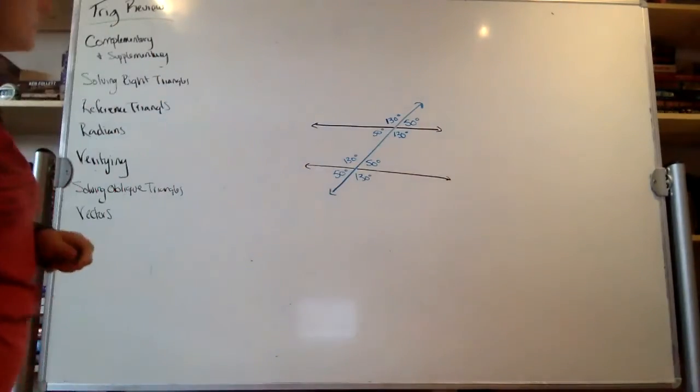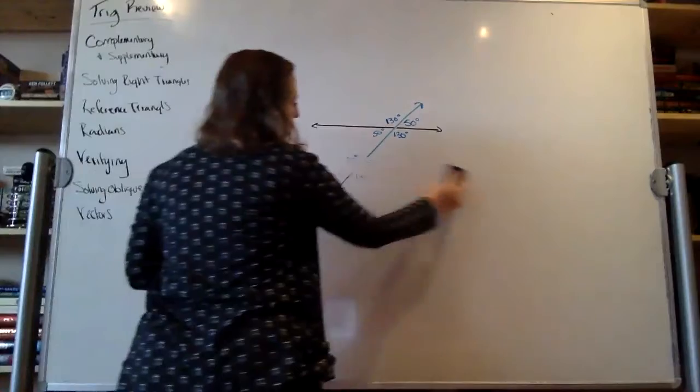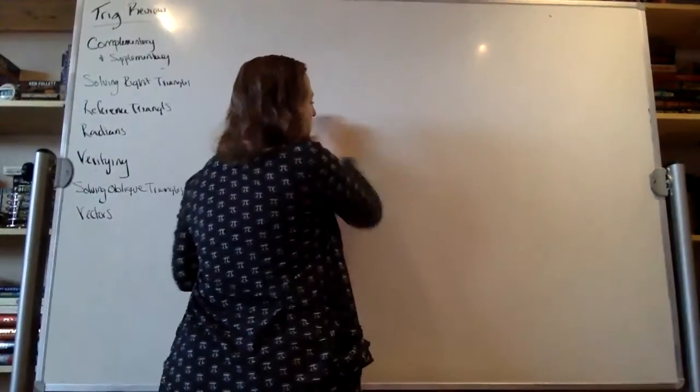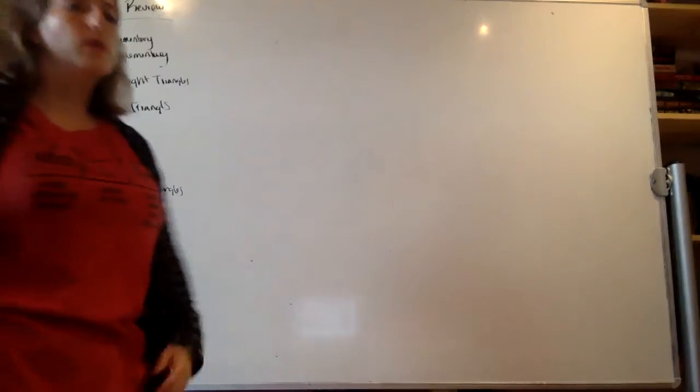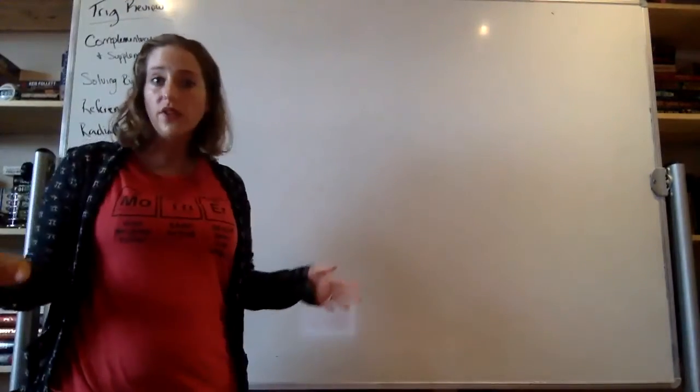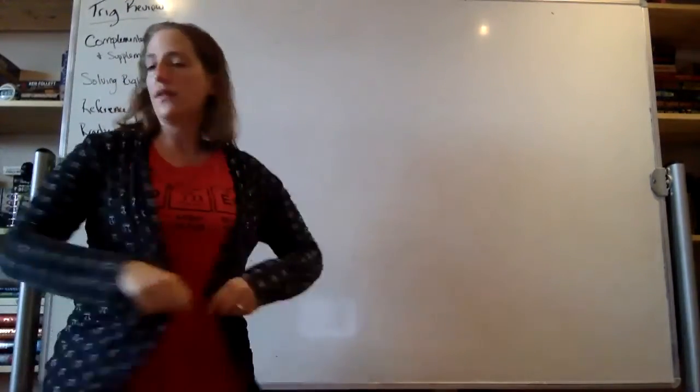Let's move on to solving right triangles. So first of all, remember what it means to solve a triangle. When we solve a triangle, it means we want to know the measure of all of the angles, and we also want to know the length of all of the sides.